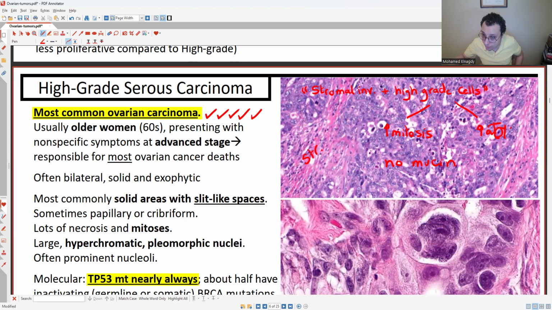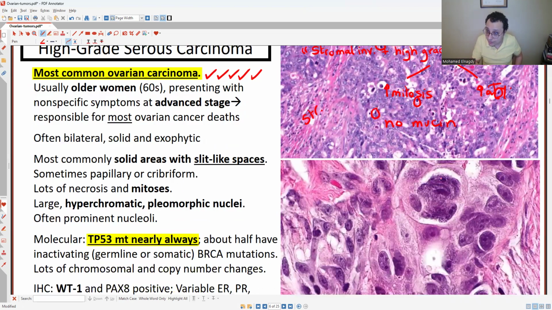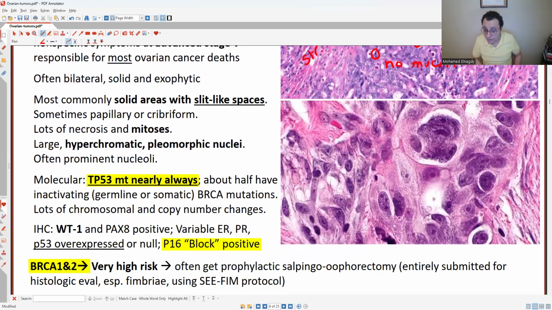See, this is one mitosis. That's another mitosis, I believe. A lot of mitosis here and there. Here. So that's a lot of mitosis. And when you look at the cells at high power, see how extremely atypical these cells are.